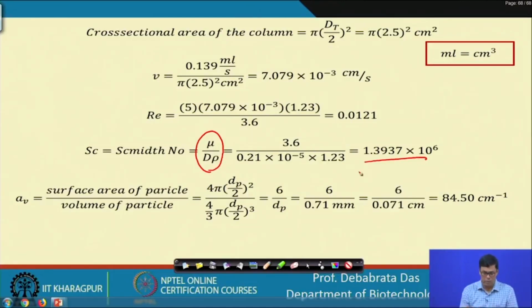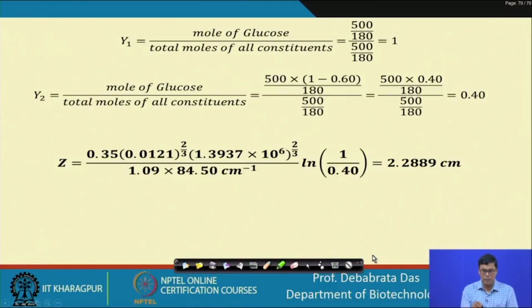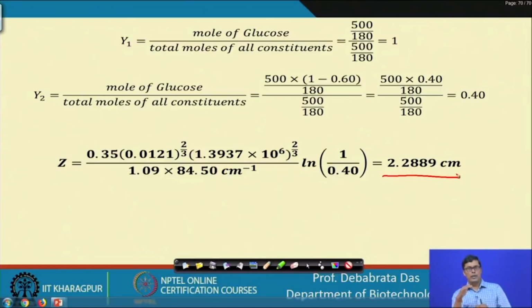This is the equation that we have. All these values you can find, and a_B is the surface area of the particle divided by the volume of the particle. We consider a spherical particle. Spherical particle area is 4 pi r squared, and volume is 4 by 3 pi r cubed. So we can solve and find this ratio. Then if we put all these values in this equation, we come across this height. The height comes to 2.2889 centimeter. So this is how we can find the height of the column to get the desired 60% conversion of glucose to fructose.